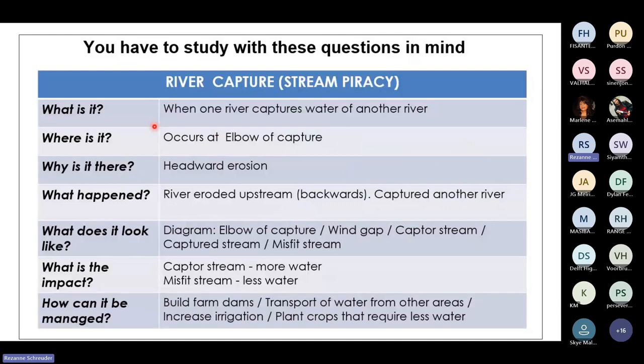Very important, I have repeated myself a million times through the course of yesterday and this morning, the questions that geographers ask. What is it? Where is it? Why is it there? What happened? What does it look like? What is the impact? And how can it be managed? Grade 12s, I cannot stress those questions enough.